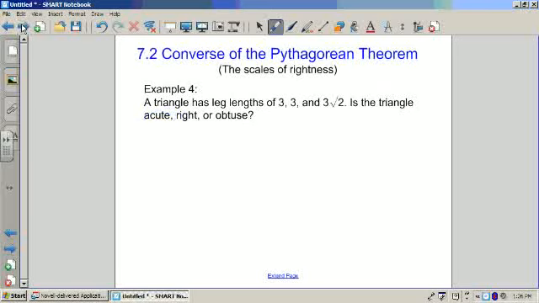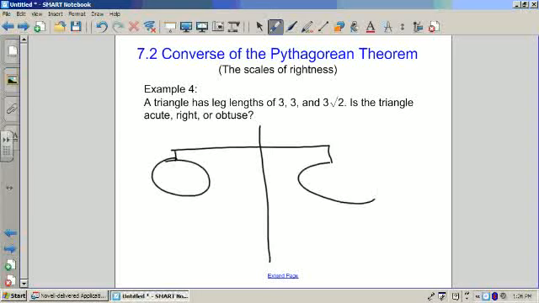Problem number 4. A triangle has leg lengths 3, 3, and 3 root 2. Is it going to be acute, right, or obtuse? Pause the video and give it a shot. Okay, I put down my scales. 3 root 2 is bigger than 3 because the square root of 2 is greater than 1.